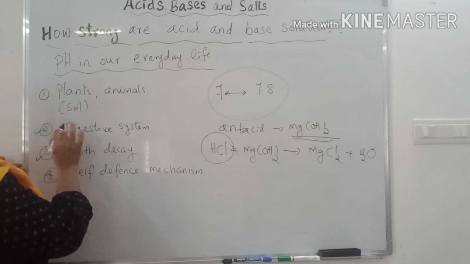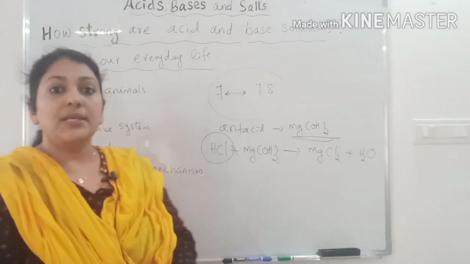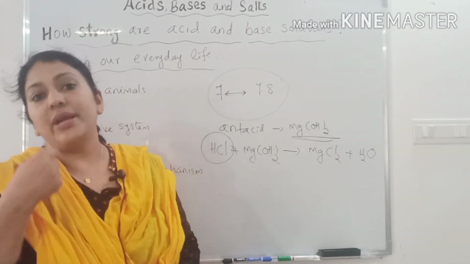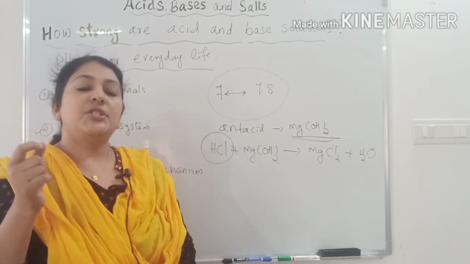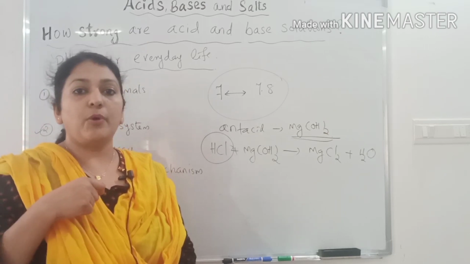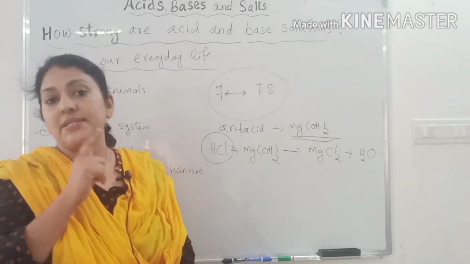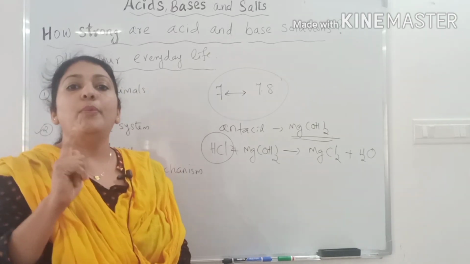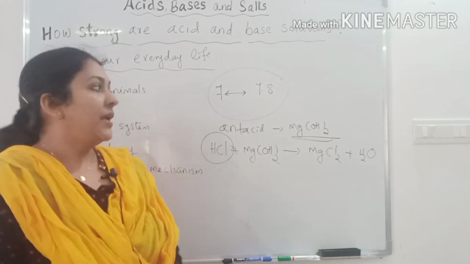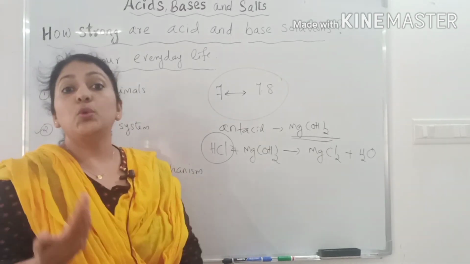What is the third one? Tooth decay. You know that our tooth is covered with enamel, right? Which is the hardest substance in our body. What is that? Calcium phosphate. Tooth enamel is the hardest substance in our body. Okay. Now, how does tooth decay occur?